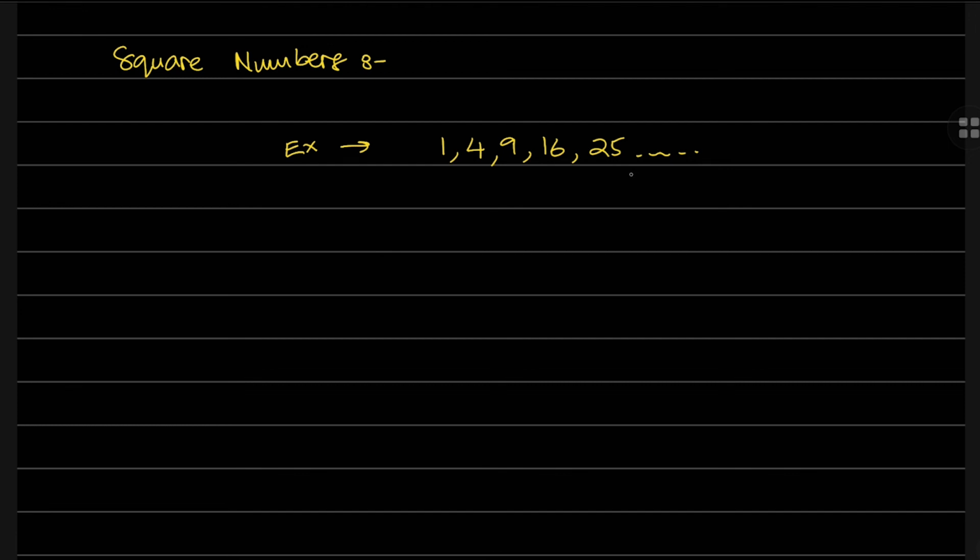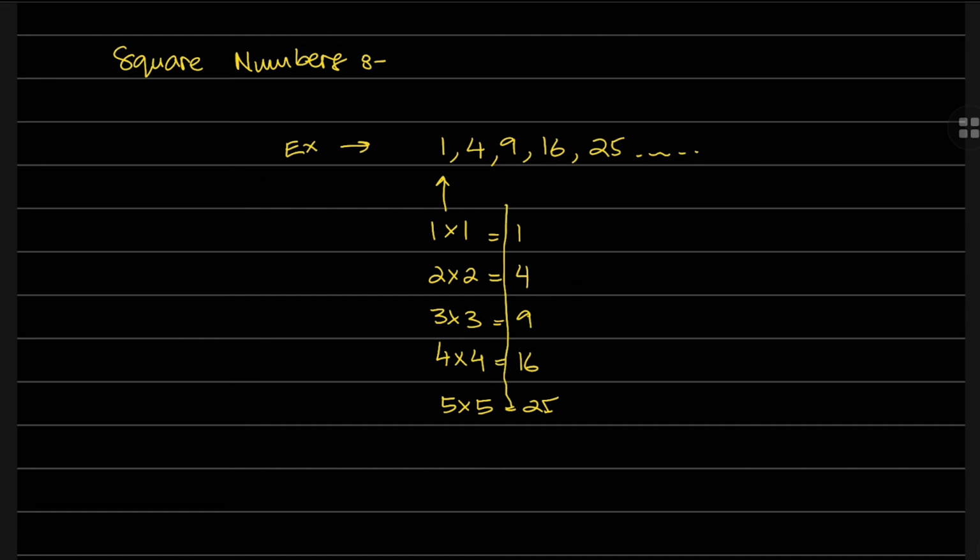All right, so what does this mean? It means that when you multiply 1 and 1, you get 1. When you multiply 2 and 2, you get 4. Multiply 3 and 3, you get 9. Similarly, 4 and 4, you get 16. 5 and 5, you get 25. There you go.